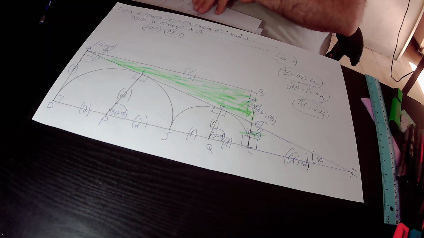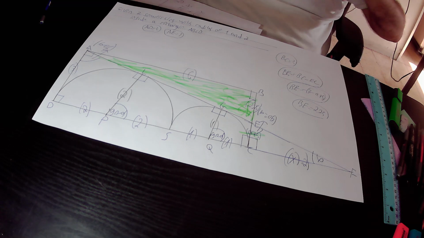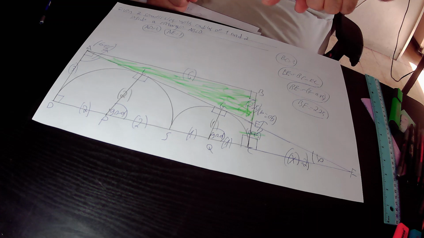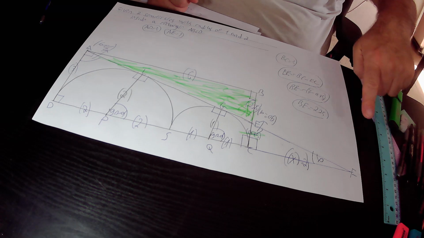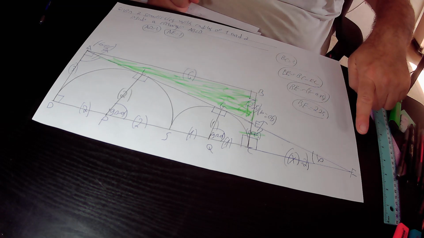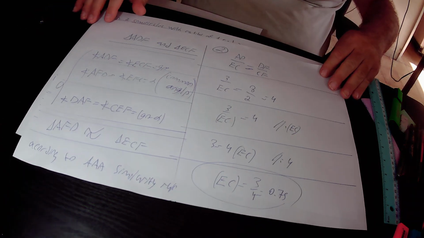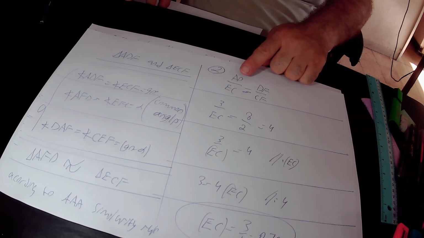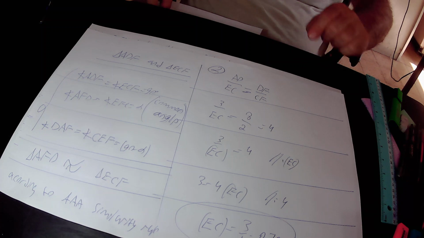And from the fact that the big right triangle ADF is similar to the small right triangle ECF, we derive that the following relationship exists between their sides. We will derive that side AD in the big right triangle ADF over side EC in the small right triangle ECF equals side DF in the big right triangle ADF over side CF in the small right triangle ECF.